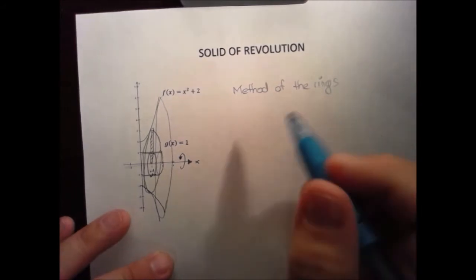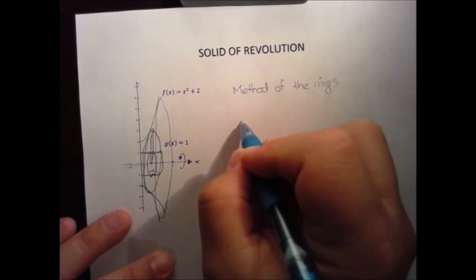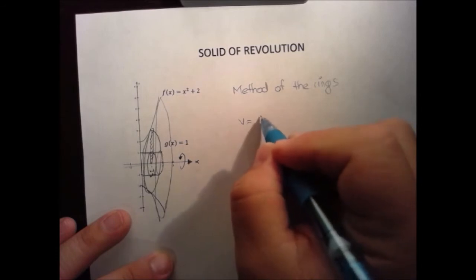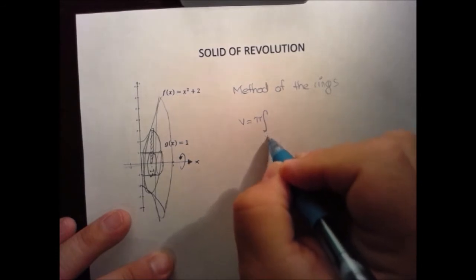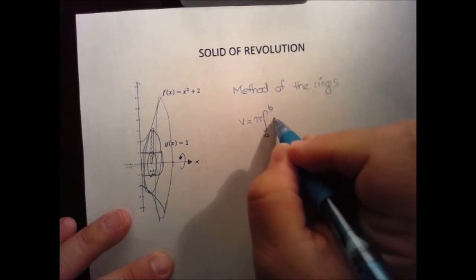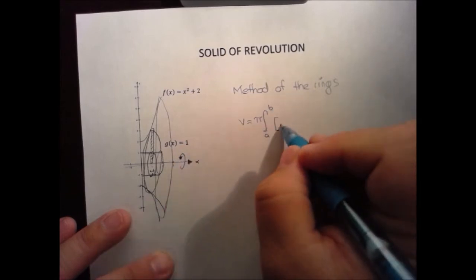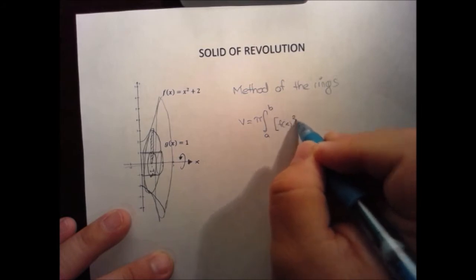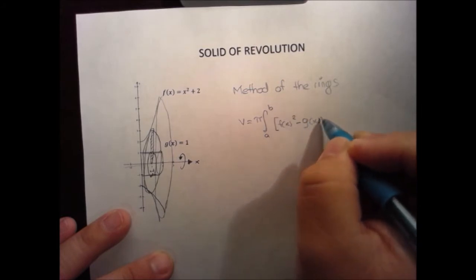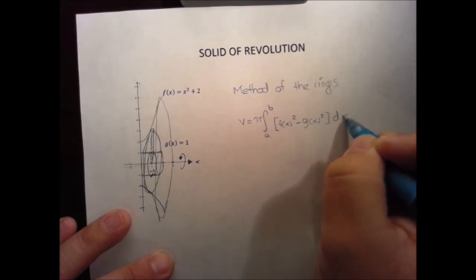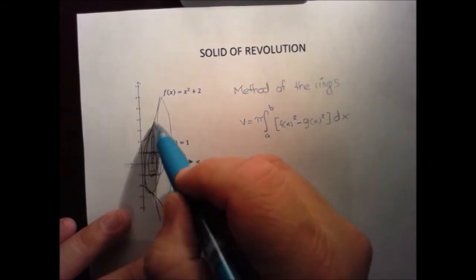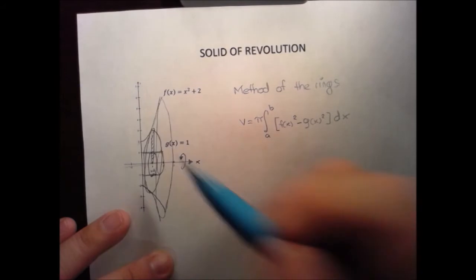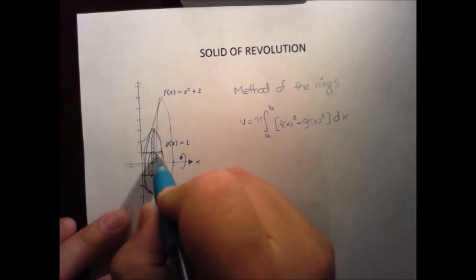Well, here the method of the rings, remember that you want to calculate the volume. It's going to be equal to pi times the integral from a to b of f of x squared minus g of x squared dx. Remember that the first one should be the external radius, and this one should be the internal radius.